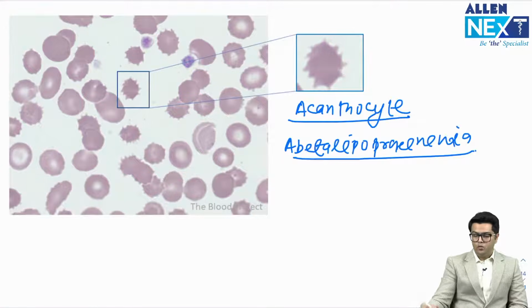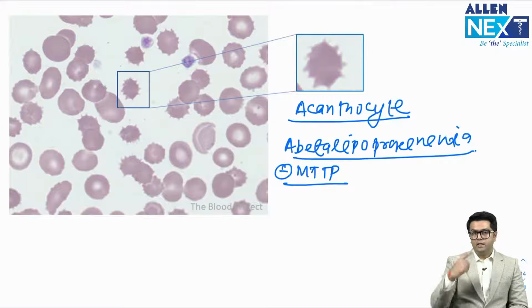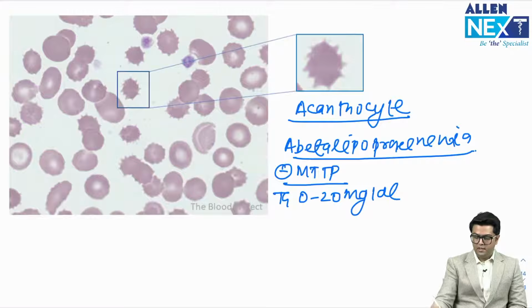abetalipoproteinemia. What is the name of the protein which is defective here? MTTP, microsomal TG transfer protein. So guys, in this case, because MTTP is required for chylomicron and VLDL synthesis, the TG levels of this patient will be almost 0, or maybe up to just 20 mg per dl in case of decreased activity, right? That is very less.